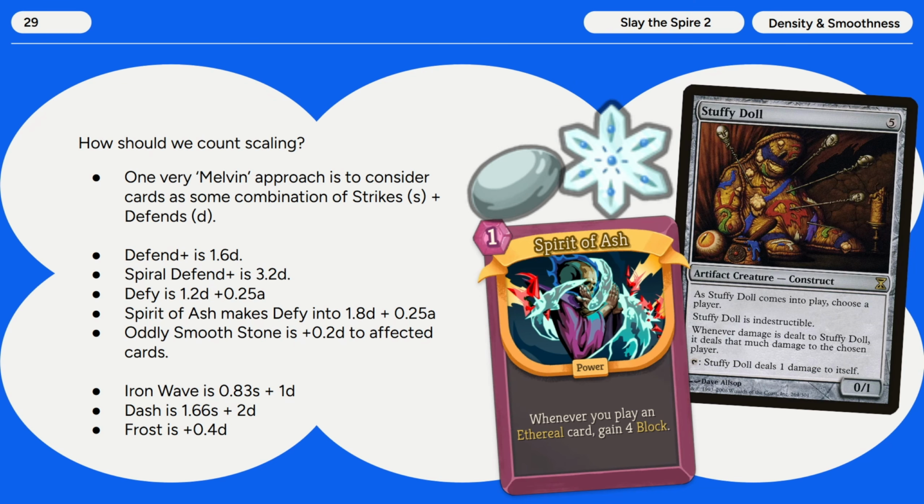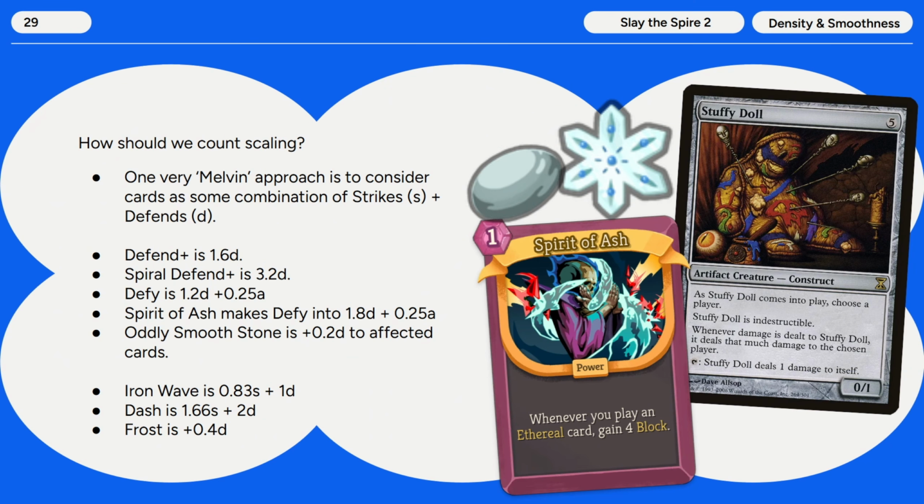And we can take that very Melvin-y approach to consider the game as like a combination of strikes and defends. Like a defend plus is 1.6 times a defend. A spiral defend is 3.2 times a defend. A Defy is 1.2 of a defend plus 0.25 of the enemy attack back as block from the weak. When you give your cards +1 dexterity from an Oddly Smooth Stone, it's kind of like adding 1/5 of a defend every single time you block.